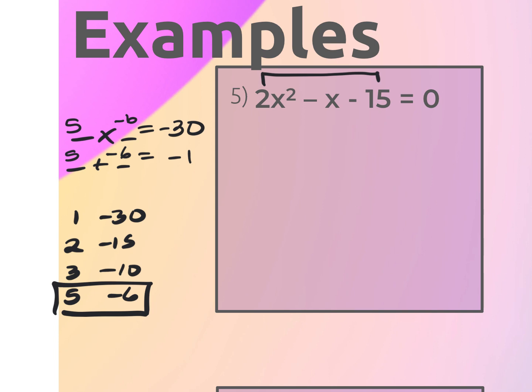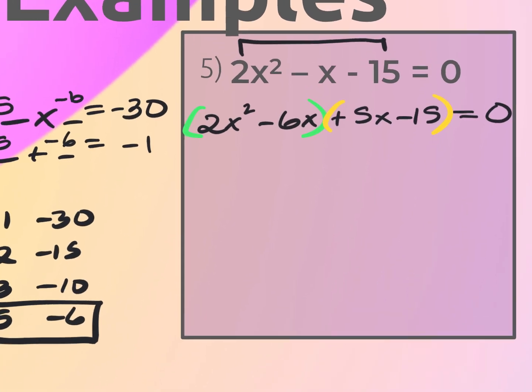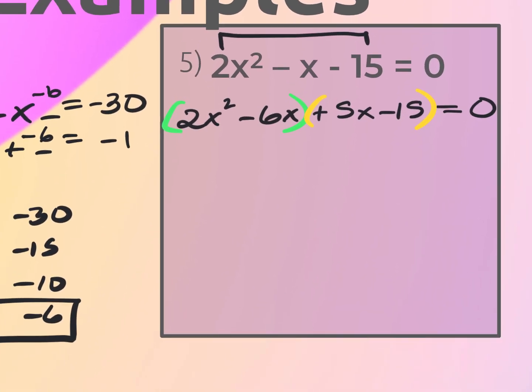I'm going to rewrite the first term, the 2x squared. I'm going to replace it with the two factors. Doesn't matter the order you put them in. I'm going to put the -6 first, then the 5. Now I've changed my trinomial into a 4-term polynomial. I'm going to make two groups here. I'll make a green group and a yellow group. So my greatest common factor of green is going to be 2x.